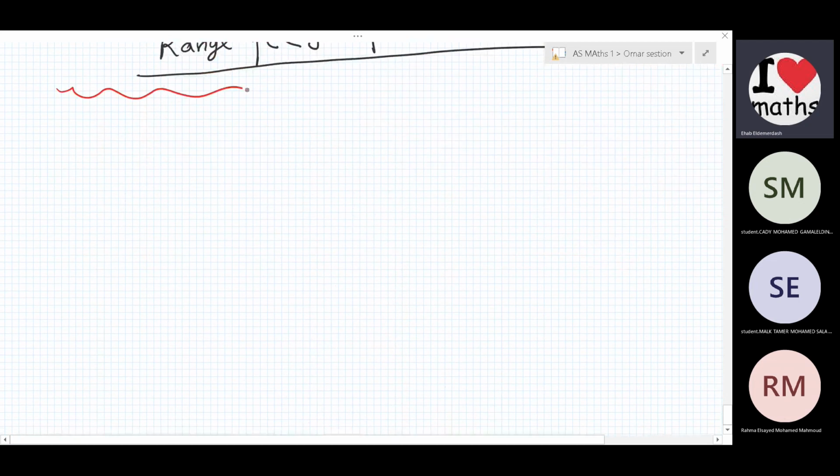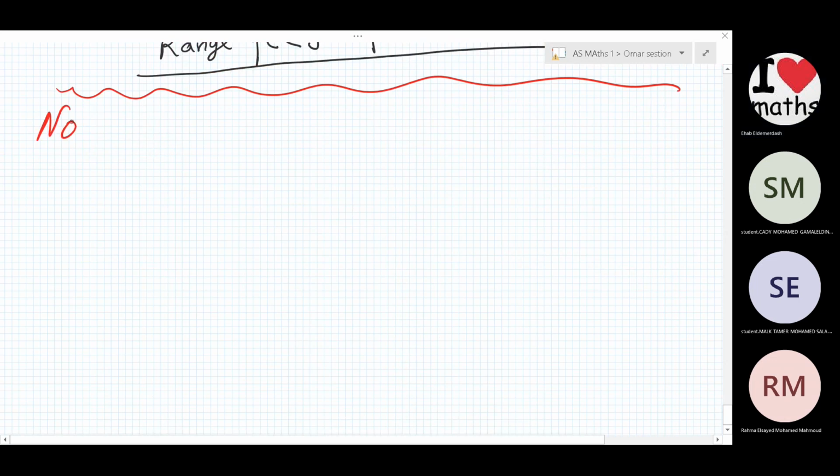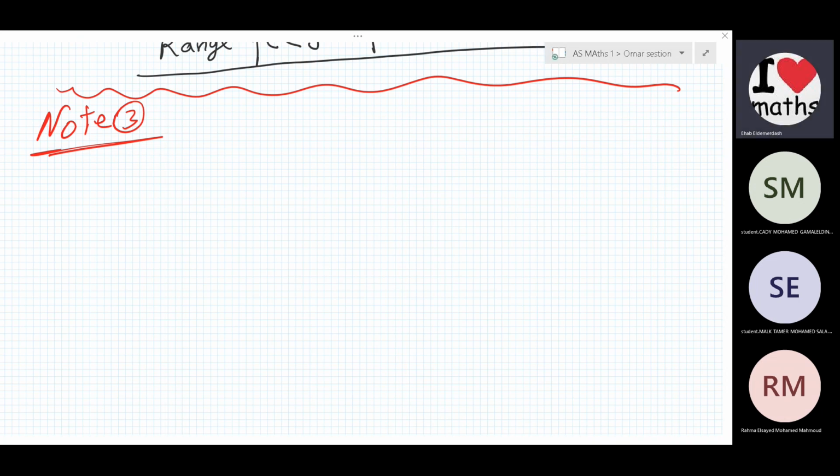طيب next note number 3. يبقى انا عندي this lesson 5 parts and 3 notes. يبقى انا عندي هنا النوت نمبر 3. What about the note number 3؟ 90% of the question will be related to completing the square.